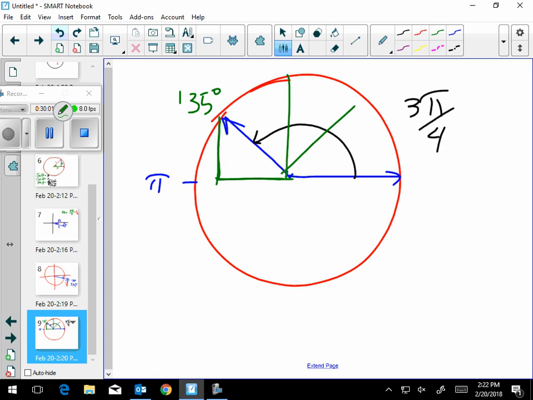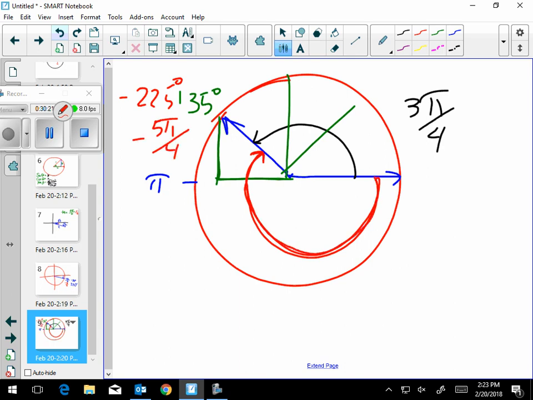Option B, I can do negative 180 plus 45 more. Negative 225. And if you like thinking in radians, a whole bunch of pi over 4: 4 pi over 4 plus 1 more would make 5 over 4. But negative, because it came from this way. Negative 4 pi over 4 plus 1 more pi over 4. Negative 5 pi over 4.